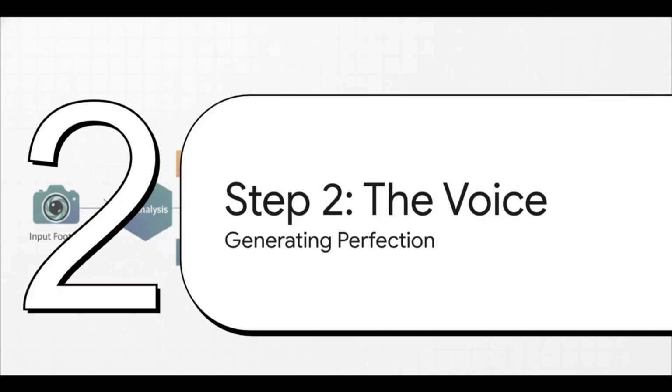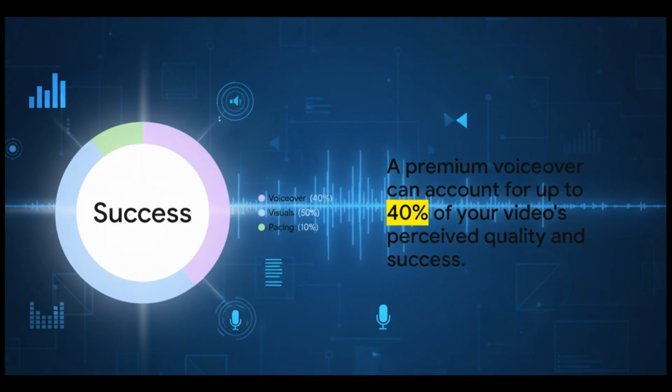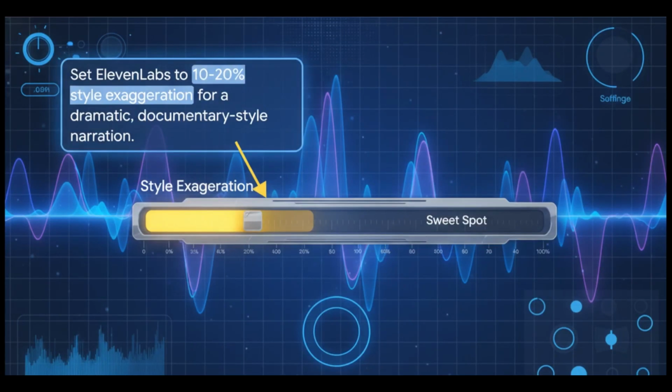Okay, so our script is accurate, it's locked in. What's next? Well, now we move on to the voice. And this is absolutely essential if you want to get that premium, authoritative documentary feel. And please, whatever you do, do not underestimate the power of great audio. A premium, really well-delivered voiceover can account for up to 40% of how good people think your video is. Think about that. Almost half of its success comes down to the voice. It's that important. So if you're using a tool like, say, ElevenLabs for your voiceover, here's a little pro tip for you. Set the style exaggeration somewhere between 10 and 20%. That seems to be the sweet spot. It gives you that dramatic documentary narration without making it sound all robotic and fake.